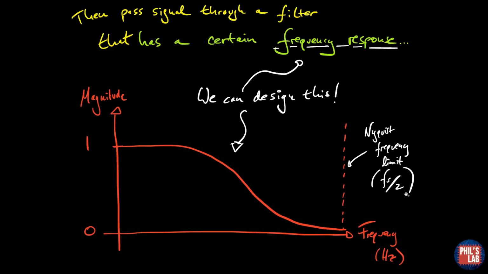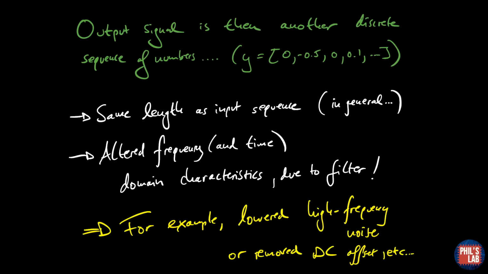And that's the sampling rate over 2. So we can effectively only design filters within this frequency range, from 0 Hz to fs over 2 Hz. Once we've passed the input signal through the filter, the output signal is then, of course, another discrete sequence of numbers, and we typically denote that by Y, which again you can think of as an array. And for real-time applications, the output signal or sequence will typically be the same length as the input sequence.